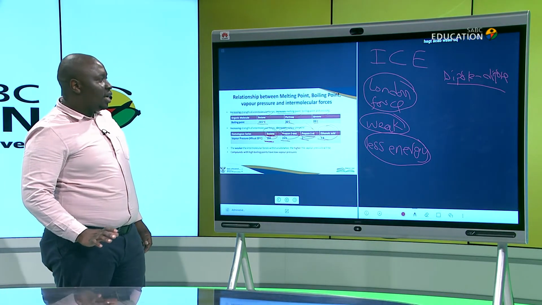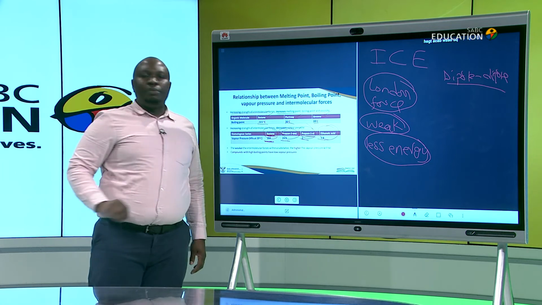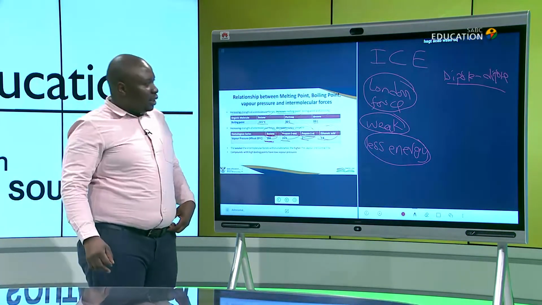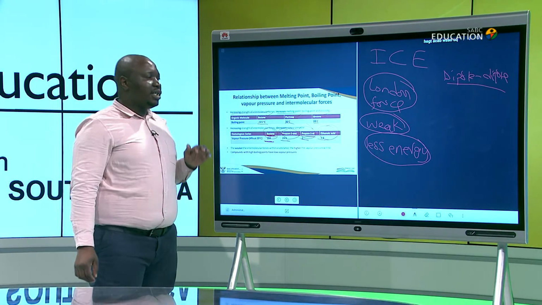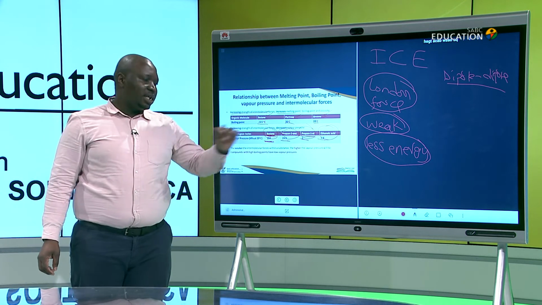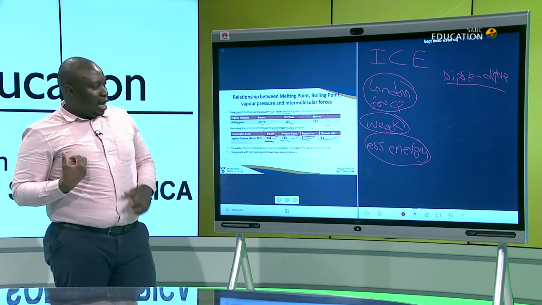We indicated on this one that increasing strength of intermolecular force will increase the melting point, will increase the boiling point, will increase the viscosity. And we said increasing strength of the intermolecular force will decrease the vapor pressure. So as all of the other 3 increase, vapor pressure decreases.